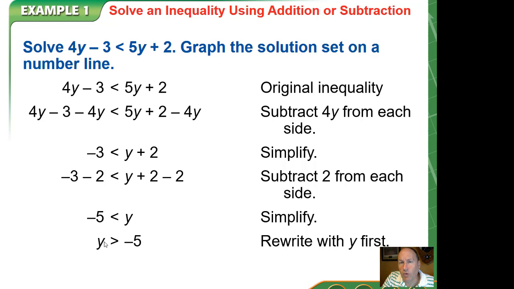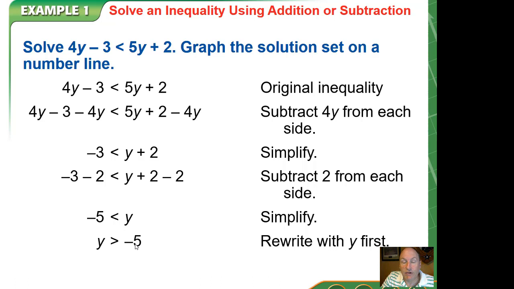Now, typically, the way we think is the variable on the left side for these inequalities as we're stating them. So we're going to just change that and flip it around, which means that you do need to flip the direction of the inequality around. So instead of negative 5 less than y, you get y greater than negative 5. Both statements are true. It's just this is typically the way you're going to see it and speak it.